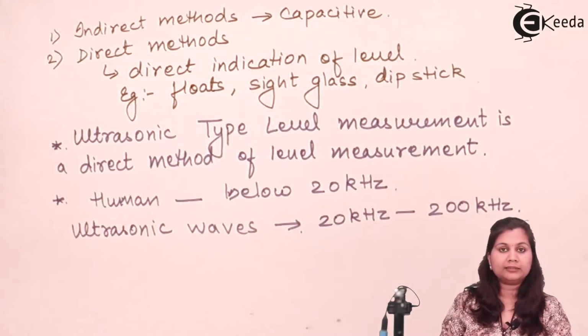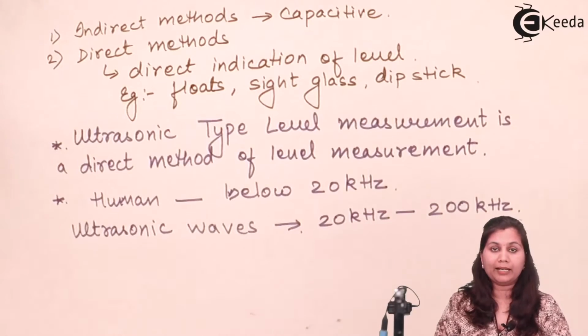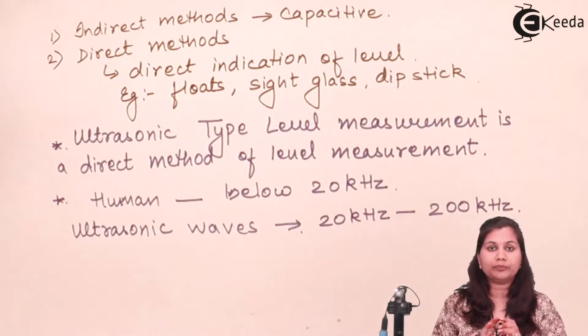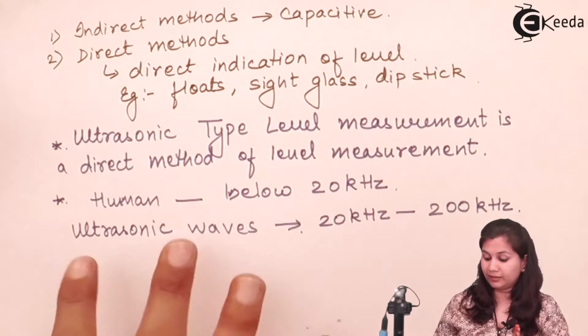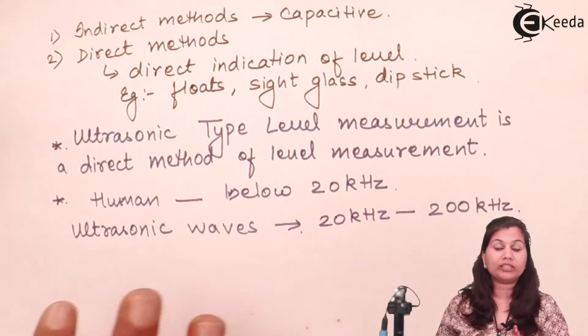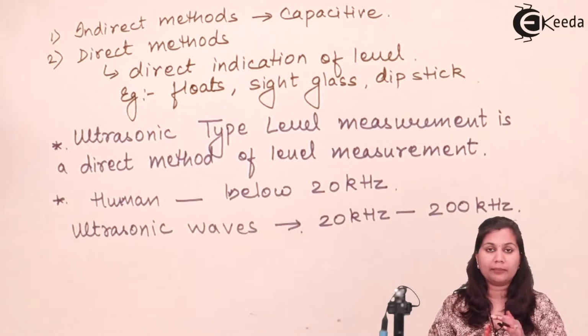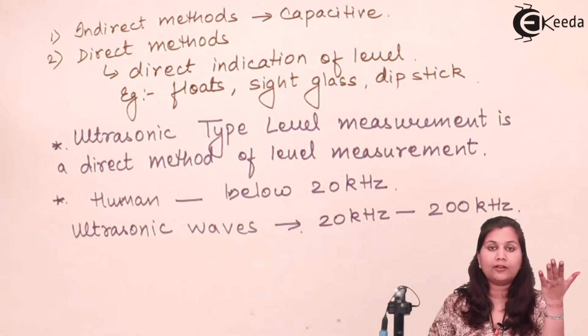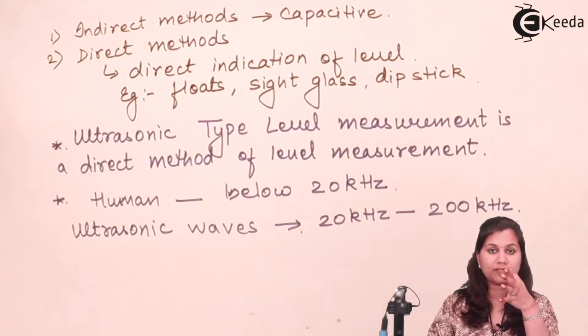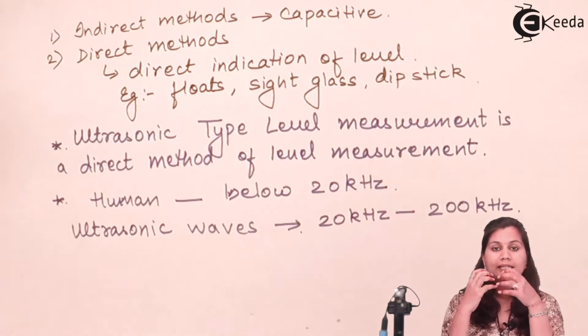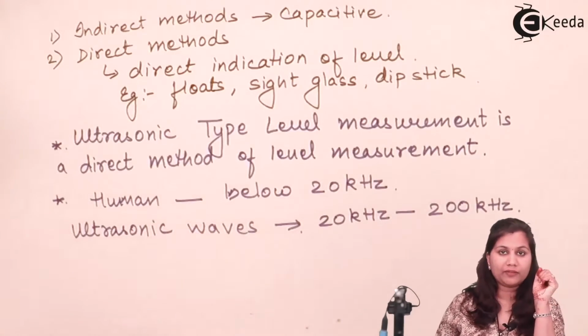You can see that the animal bat cannot hear the human voice. It can hear the ultrasonic waves, and with the help of ultrasonic waves, because a bat cannot see, to find out the distance of any object which is far from the bat, it uses the ultrasonic waves for that.